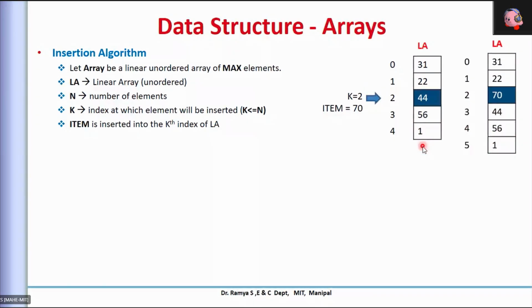This algorithm should also work if you keep k as 0. If you keep it as 0, then all the elements from 31 onward will be shifted towards the end, and at this point the 70 can be inserted. Whatever is there will be shifted towards the end. This is the algorithm which should be working for that.